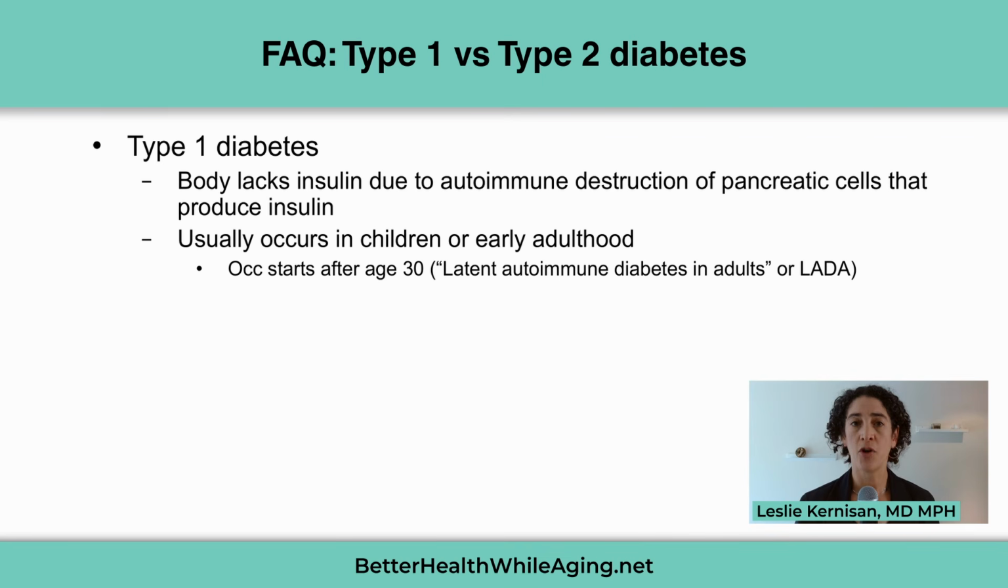There is a form of type 1 diabetes that happens to adults after age 30. It is called latent autoimmune diabetes in adults, abbreviated LADA. That tends to come on a little slower than it does with kids, but it is a form of type 1 diabetes. And the thing about this is that since the body stops producing enough insulin, it has to be treated with insulin. So that is type 1 diabetes.